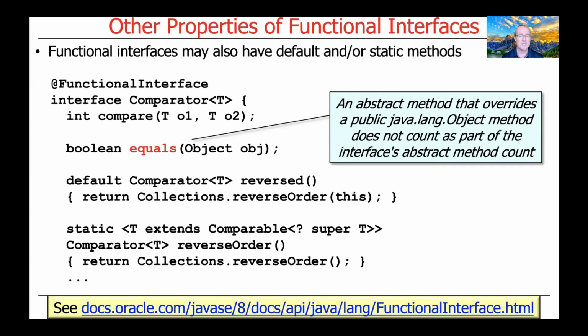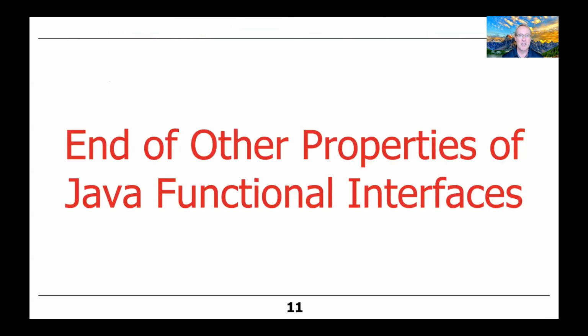But the bottom line is that you shouldn't be confused about this. If you're going to implement Comparator, you need to implement both compare and equals. So just be aware that you can, in fact, have functional interfaces that have more than one abstract method if that method comes from java.lang.Object. So that's the end of our coverage of other properties in Java functional interfaces. This hopefully completes and rounds out your understanding of what these interesting features are in Java and will help you be a more effective functional Java programmer.